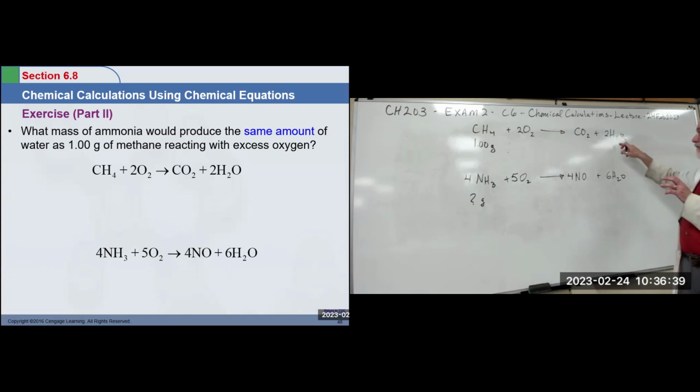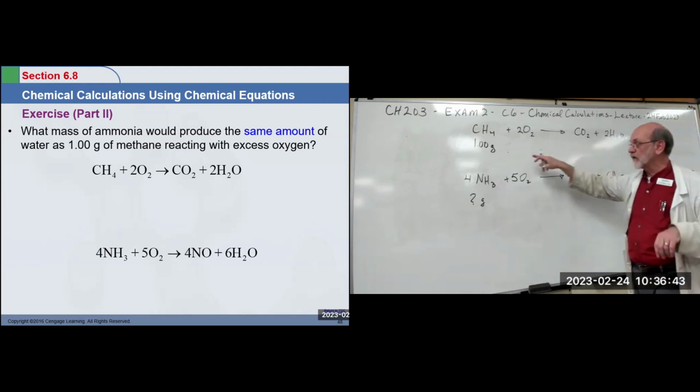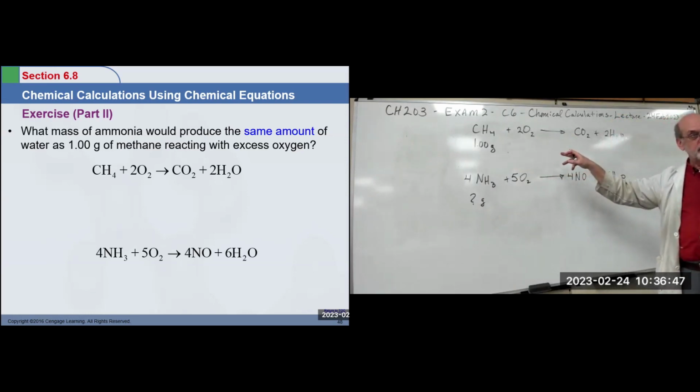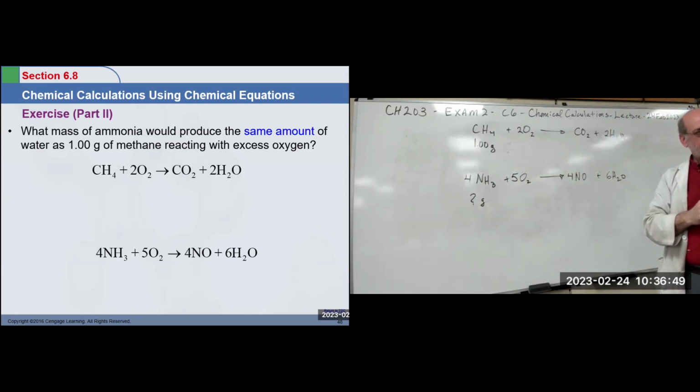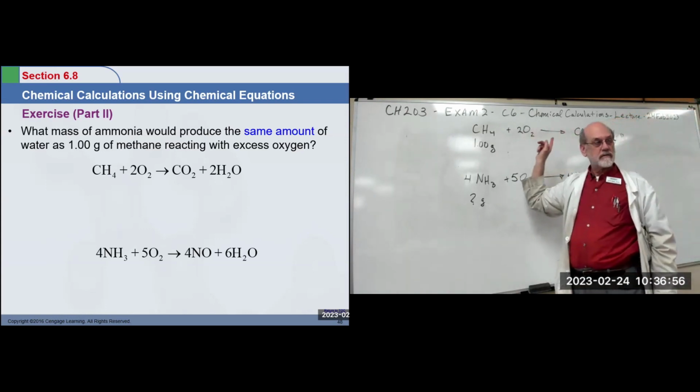So we need to find out, first of all, how many moles of water will that 1 gram of methane produce. Okay. Here's another rule. Right? We got lots of rules. You can't go anywhere in that equation with mass.